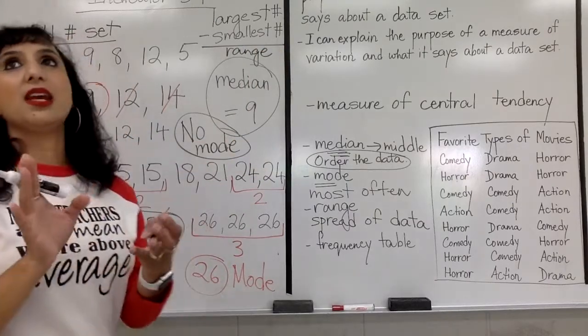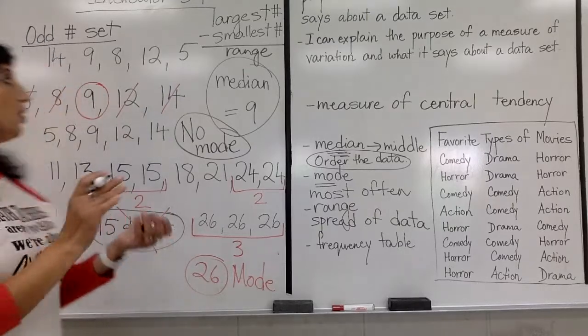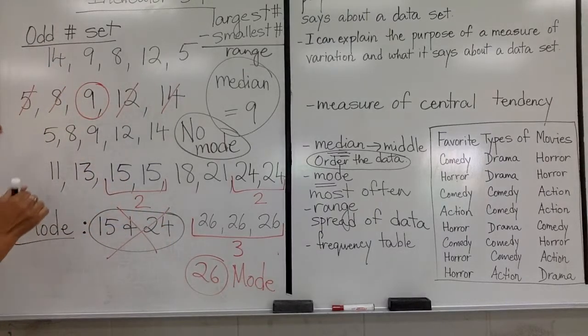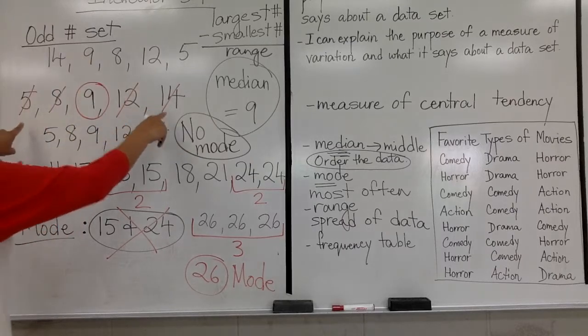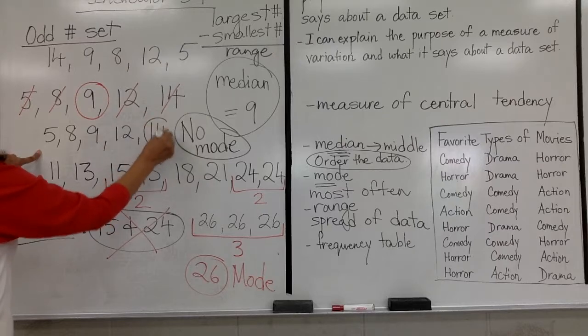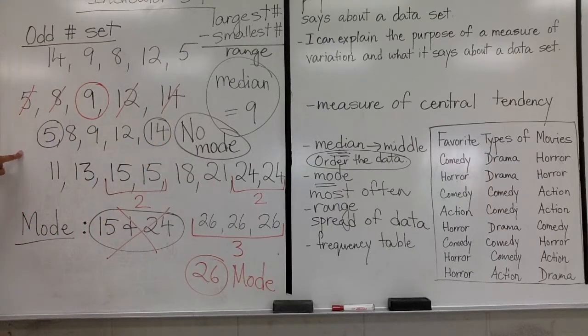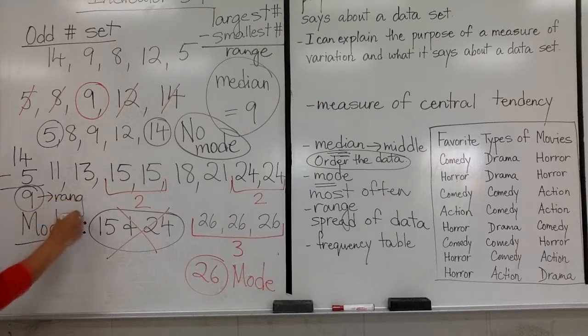It gives you something to compare. So if you look over here, what is my range for this one? I'm going to look at the highest number, which is 14, and the smallest number, which is 5, and I'm going to do 14 minus 5, and I get 9. So my range is 9. Literally taking the largest number minus the smallest number in order to find the range.